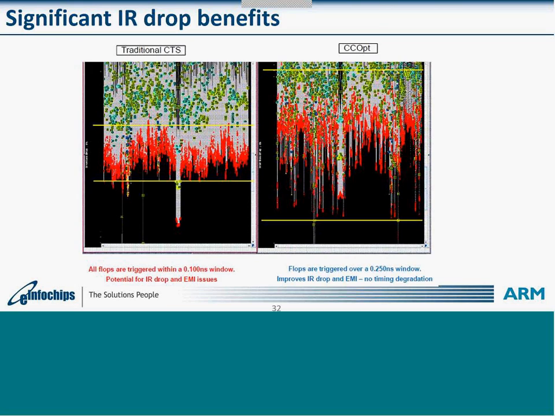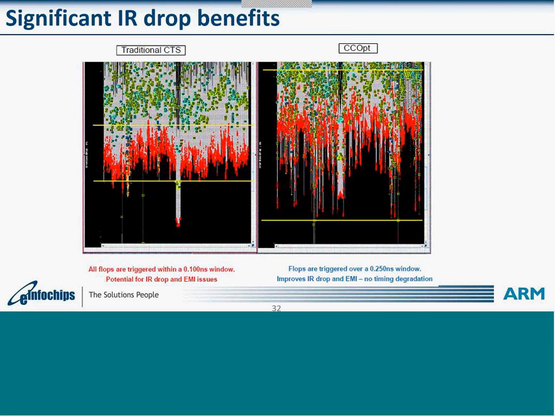Then we tried a couple of other experiments with CC opt. CC opt is concurrent clock optimization. It optimizes the clock, and then it also tries to optimize the data path. It currently tries to optimize both the paths, and it gives us the best clock tree. You can see the yellow line highlighted. Here most of the flops were triggered in the window of 250 PS.